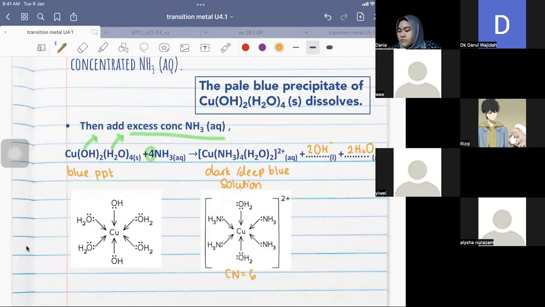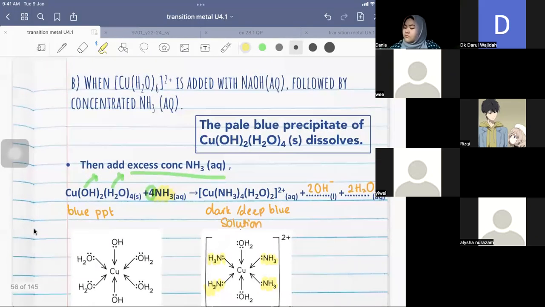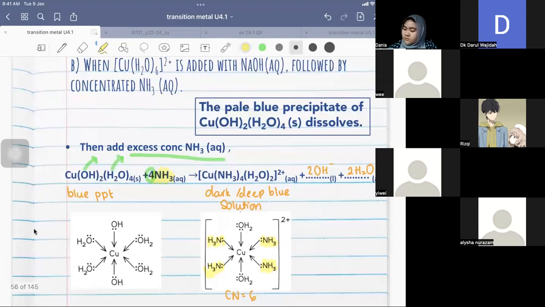This is also considered a partial substitution because only 4 out of the original 6 molecules have been replaced, or substituted, right? So if I just color code them, ammonia as yellow. You can see ammonia here. 4 of them have kicked out 2 hydroxide ligands and 2 water ligands. Okay, right. So that's when we add sodium hydroxide with concentrated ammonia.